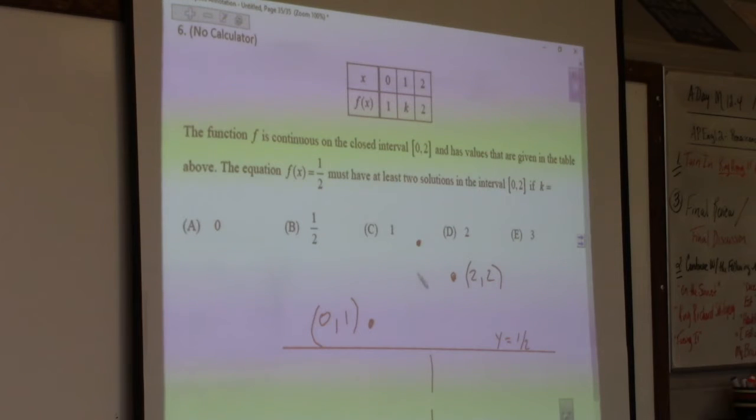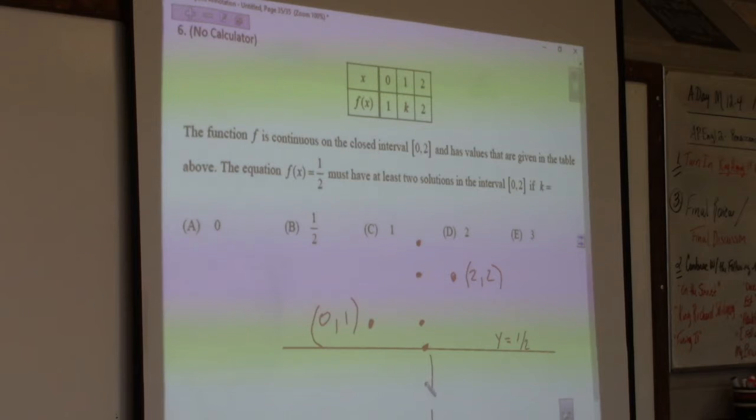What about if it was 2? Nope, it could go up there and go straight across, never have to touch that line at all. 1, same thing. It could go over here and then go up there, never touch that once. What about 1/2? It can go down and touch it one time and go up there, and it only has a solution where f of x equals 1/2 one time.